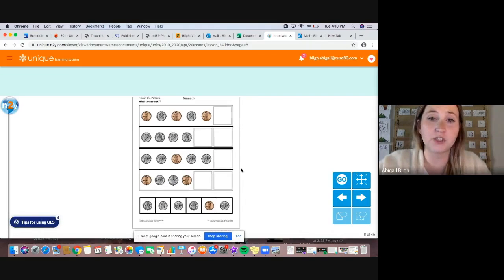I'm going to look at what each coin is. So this coin is a penny. This coin is a nickel. This coin is a penny. This coin is a nickel. This coin is a penny. What do you think is going to come next?